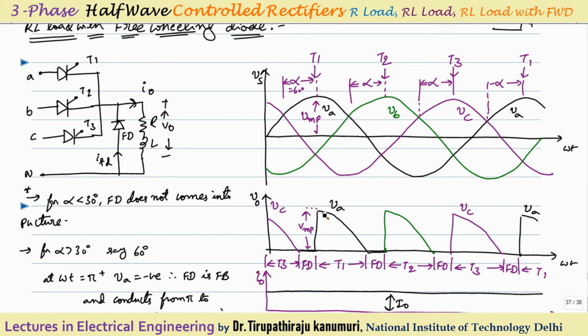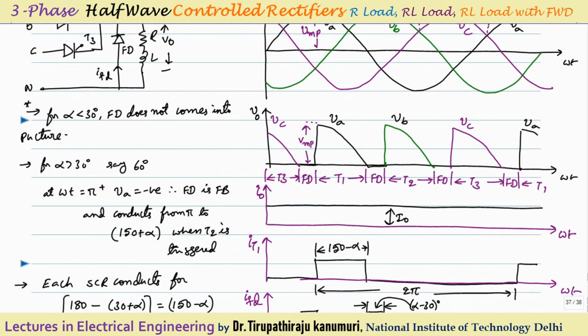Again the same thing: now A is conducting, and whenever A becomes 0, that means when A tries to go to a negative value, from that instant to the instant when VB, that means thyristor 2, is fired, for that duration the freewheeling diode will conduct again. In this way it will continue. The same thing I have explained here. For alpha greater than 30 degrees, let us take the example of 60 degrees.